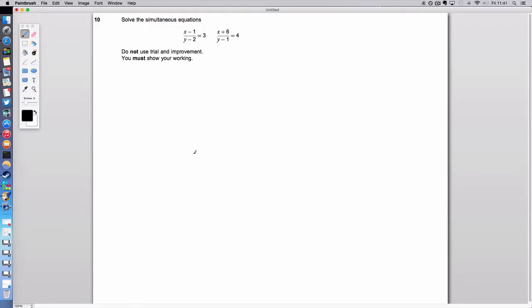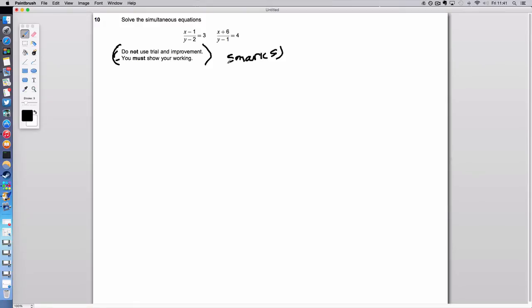Okay, so looking at question 10 now, it says solve the simultaneous equation (x minus 1) over (y minus 2) equals 3, and we have (x plus 6) over (y minus 1) equals 4. And it asks us to not use trial and improvement, you must show your working. So bearing in mind the rules of answering this question, the question awards us with 5 marks.